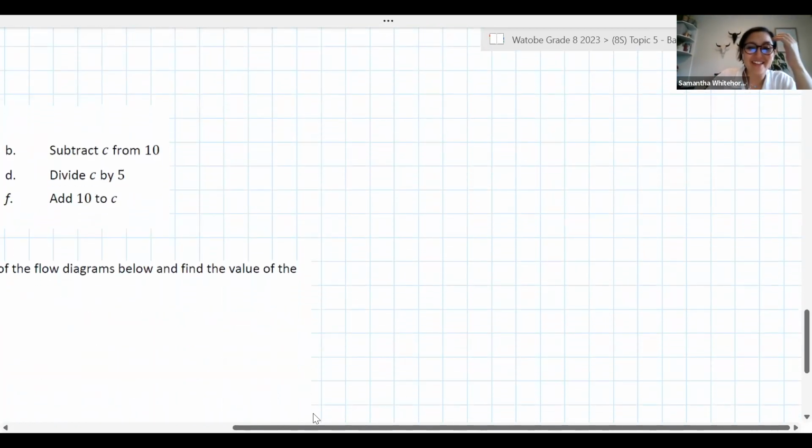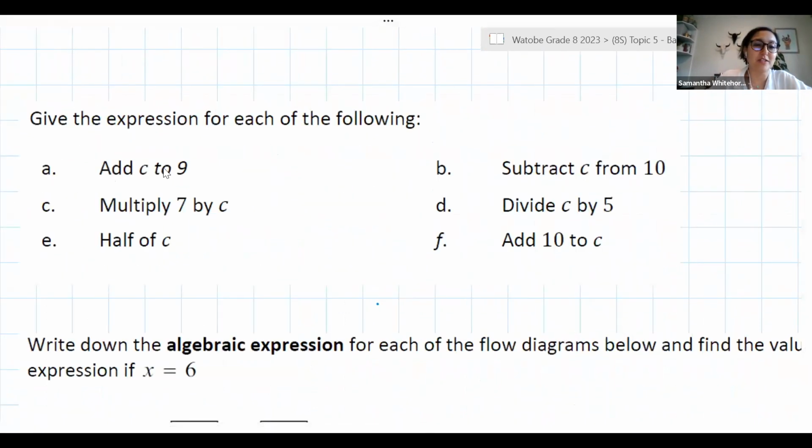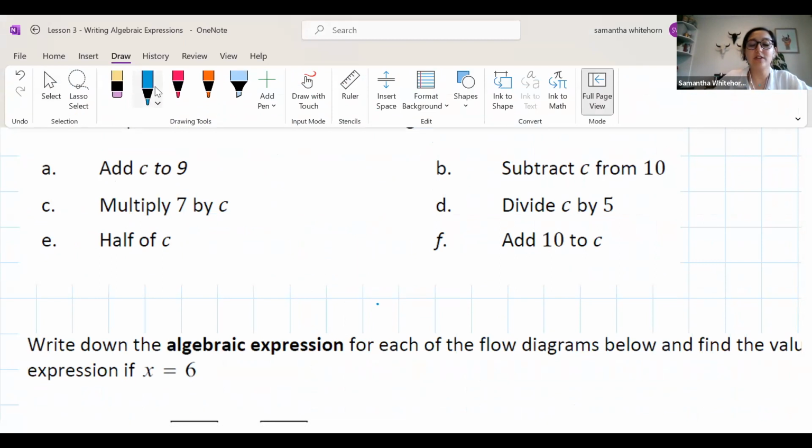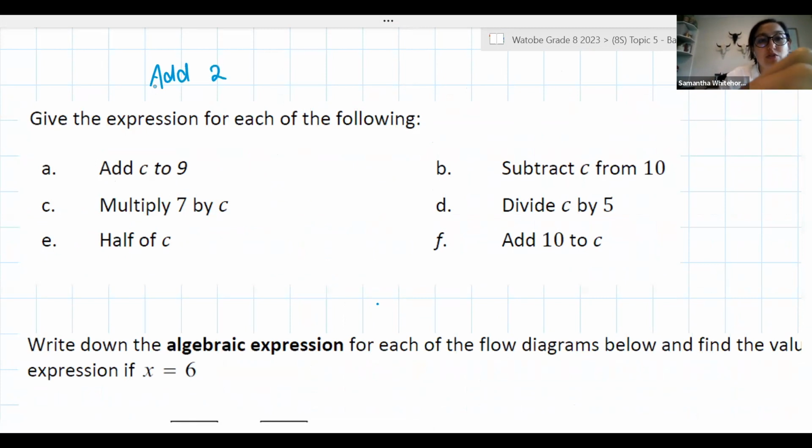Okay, guys, so let's have a look at our expressions. Like I say, just wait before you all start rushing. I will tell you which ones to do. We're going to start by doing A together. And again, we need to read carefully. So this says add C to 9. If I had told you to add 2 to 5, you would have told me 5 plus 2. So the order here is important. We're adding C to 9. So we've got 9 plus C.